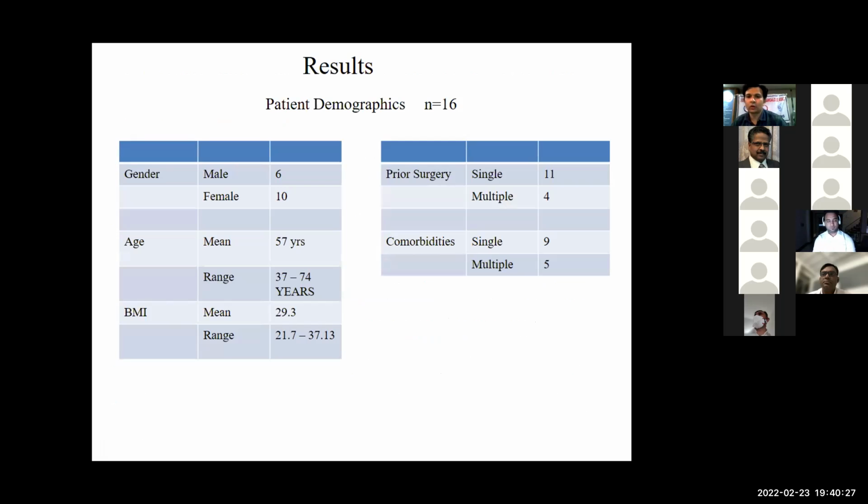Patient demographics: a total of 16 patients were included in our study, out of which 10 were female and 6 were male. Mean age was 57 years and BMI was 29.3. Prior surgery was seen in 11 patients with a single surgery, and 4 patients had undergone multiple surgeries. Comorbidities were seen in 9 patients and multiple were seen in 5 patients.